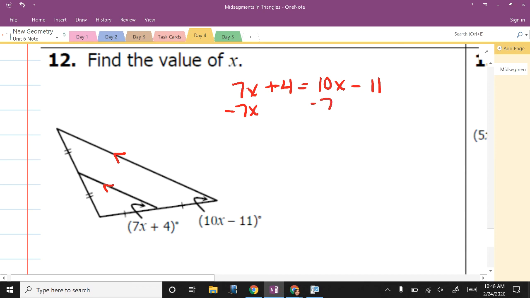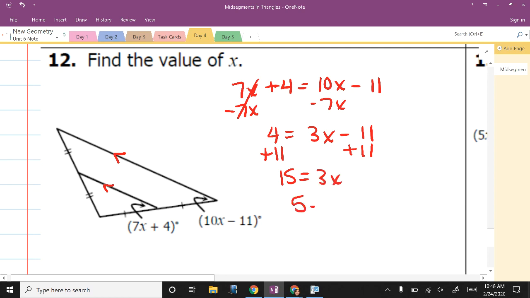So subtract 7x. So 4 equals 3x minus 11. Add 11. 15 equals 3x. Divide by 3 and x equals what? 5. And that's all it said was find x, right? Could I find those angle measures? Easily, right? It's going to be 39, isn't it? 39 degrees? All right, but it just said find x.